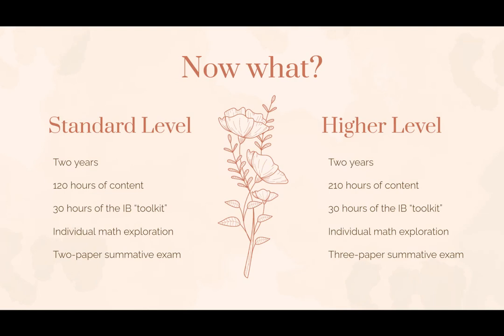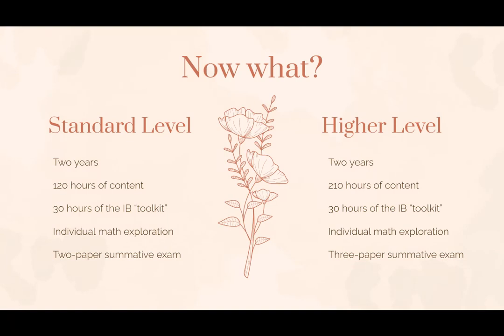Both courses have 30 hours of what the IB calls the toolkit. Those are mathematical explorations that will be done in class like any other work. Eventually, they will be used to support students who will need to write their own 12 to 20 page paper on their own math exploration. If the students decide to take the end of course exams, their own math exploration will count as 20% of their overall IB exam grade.